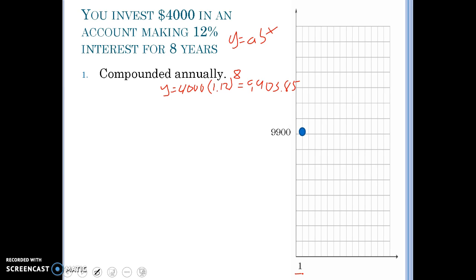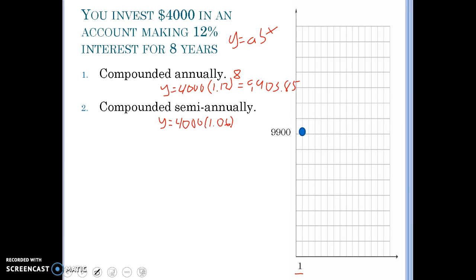However, let's say you go to a different bank, a competitor, and the different bank says, well, we're going to compound your interest semi-annually. What that means is they're going to give you half the interest halfway through the year, and that's 6% in 6 months. And then the other 6% interest in the other 6 months. And so what you'll have is something that looks like this. You'll still have a beginning value of $4,000, but then they're going to give you 6% interest. So we're going to multiply by 1.06 after 6 months, and then another 6% they're going to give you at the end of 12 months.